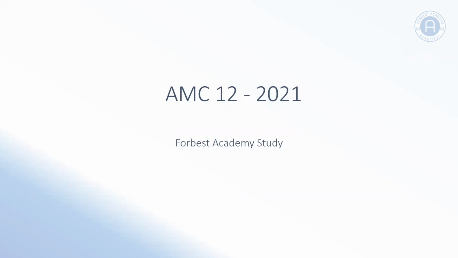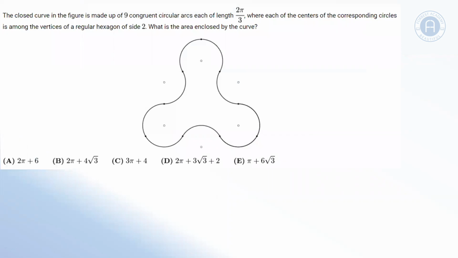Starting off this week of AMC 12 questions, we are looking at this question here. The closed curve in the figure is made up of 9 congruent circular arcs, each of length 2π/3, where each of the centers of the corresponding circles is among the vertices of a regular hexagon of side 2. What is the area enclosed by the curve?